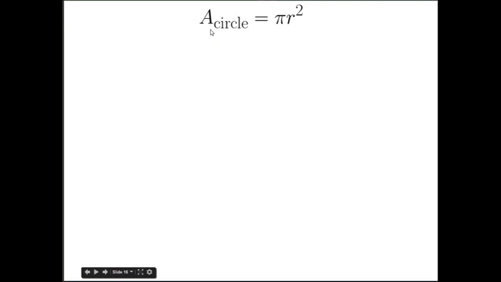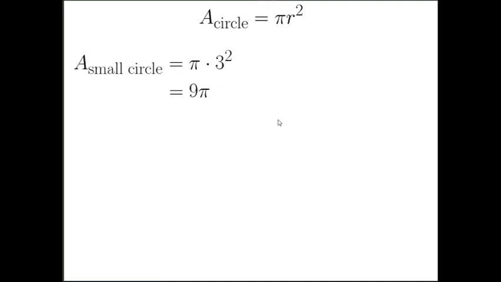So the area of a circle is going to be equal to pi times r squared. And for my small circle, that's equal to pi times the radius of the small circle, which is 3, and we're going to square that. And when I square 3, I get 9, so I'm going to get 9 pi for the area of my small circle. And then I want to find the area of my large circle.